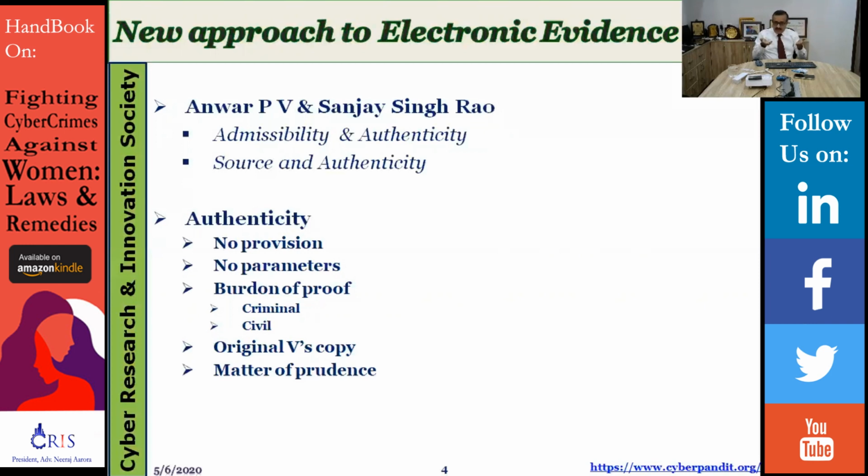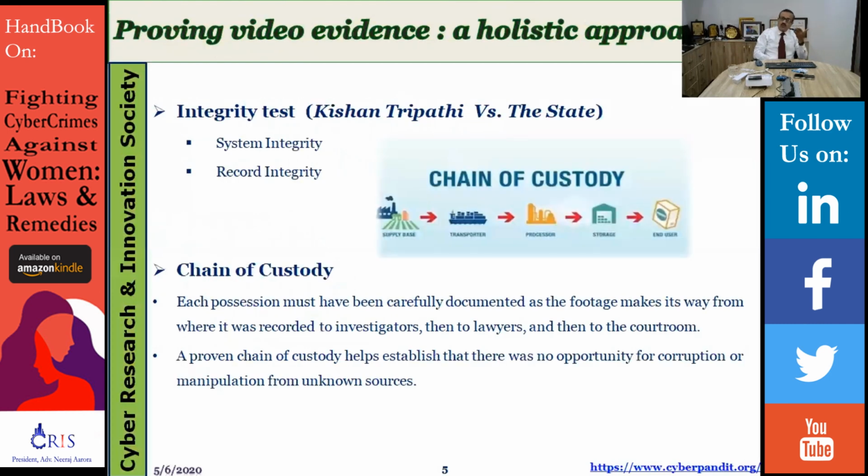Because if the burden is strict and you have to prove a thing beyond doubt, you have to file the original. So now we have a very good judgment of Delhi High Court, Kishan Tripathi versus Dust. The judgment given by the division bench laid down a very good proposition, and in fact, it is a holistic approach. So it laid down two tests. One is the system integrity. Second is the record integrity.